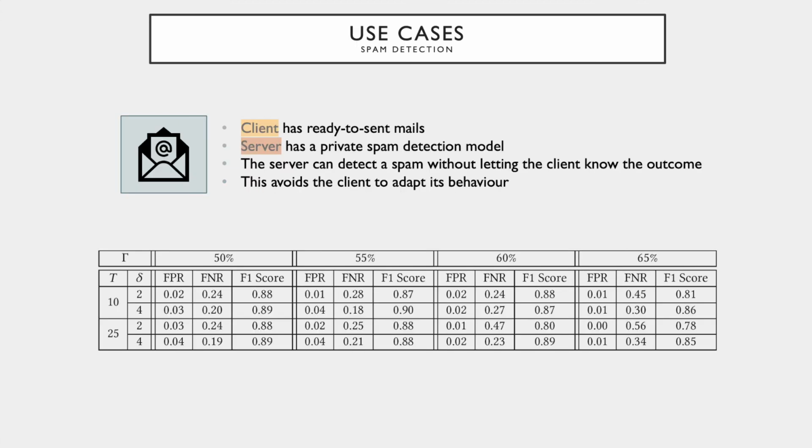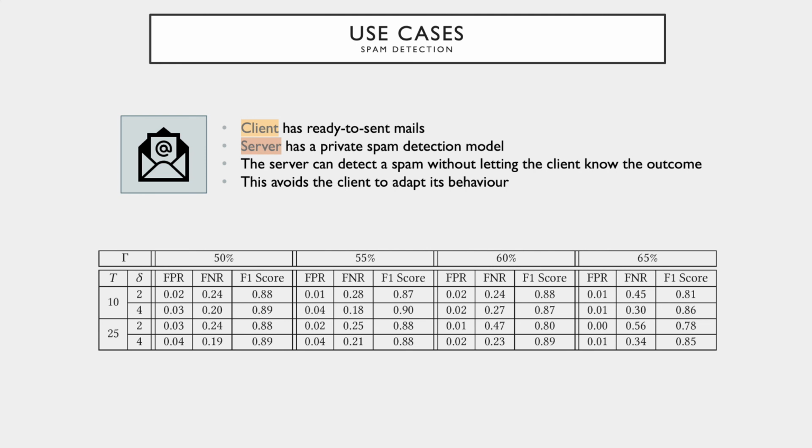We implemented this protocol and used it on two use cases. The first one is the spam detection use case. In this context, the client has a ready-to-send email and the server has a private spam detection model. The server can tell if a mail is spam or not without knowing the content of the mail, and also without telling the client if its mail was detected as spam or not. This prevents the client from adapting its behavior in order to increase its next chances to pass the spam detection.